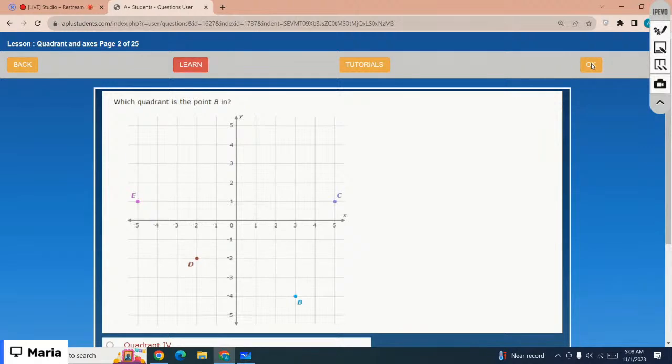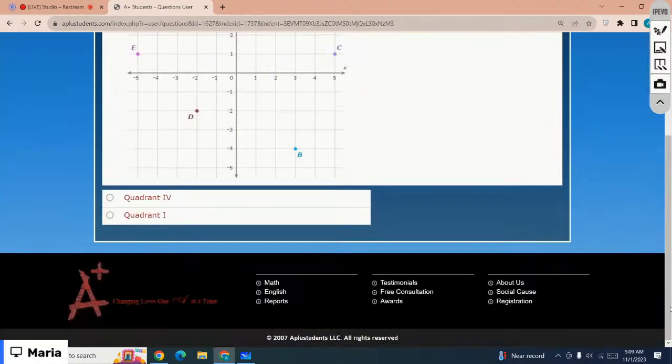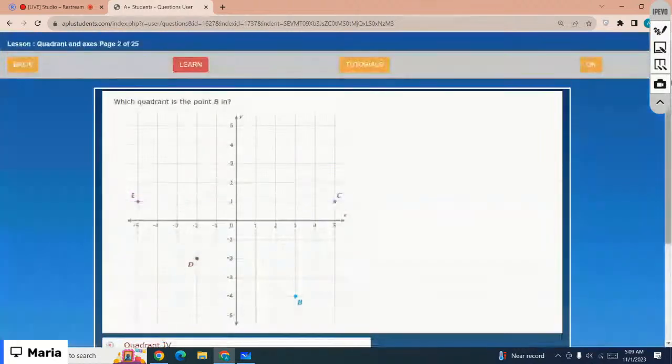Okay, which quadrant is the point B in? Okay, you have C, E, D, and B. 4 points. You have to see B is in which quadrant, which is the correct option. Very good. B is in the fourth quadrant. The correct option is quadrant 4.